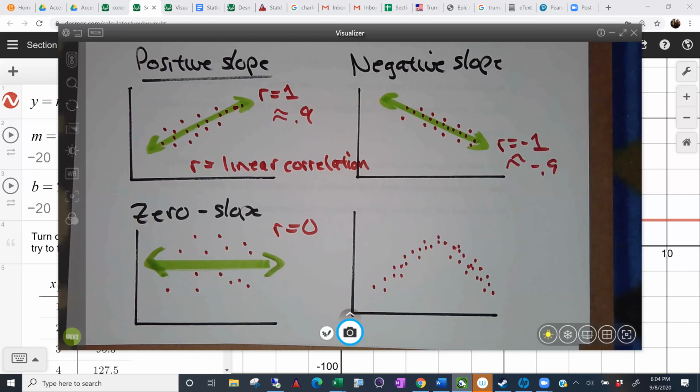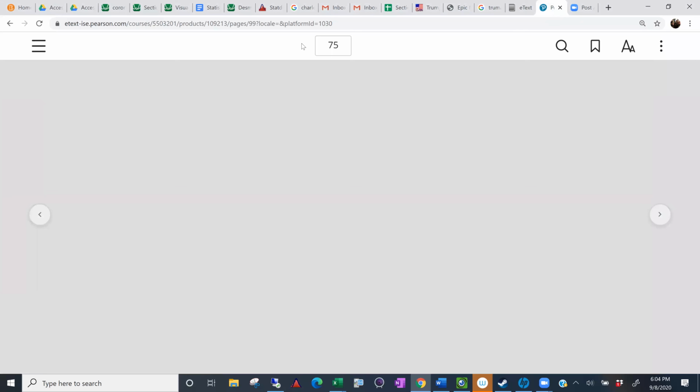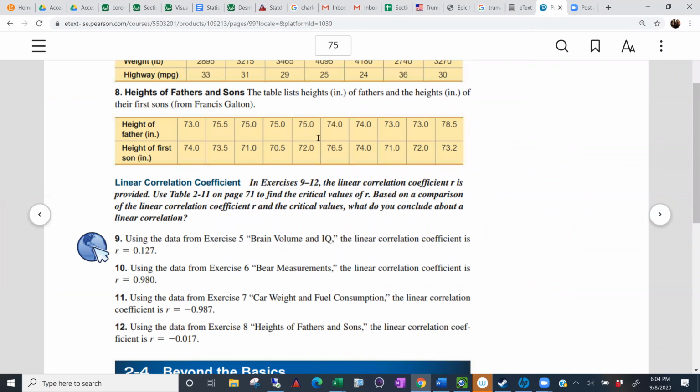So I think page 75 is where we want to turn in our book. Let me see if I can pull it up from our book here. Page 75. And we're going to plot some of our own data. So, heights of fathers and sons. This is the table listing, in inches, heights of fathers and heights of their first sons from Sir Francis Galton. He's certainly a big name in the early history of statistics.